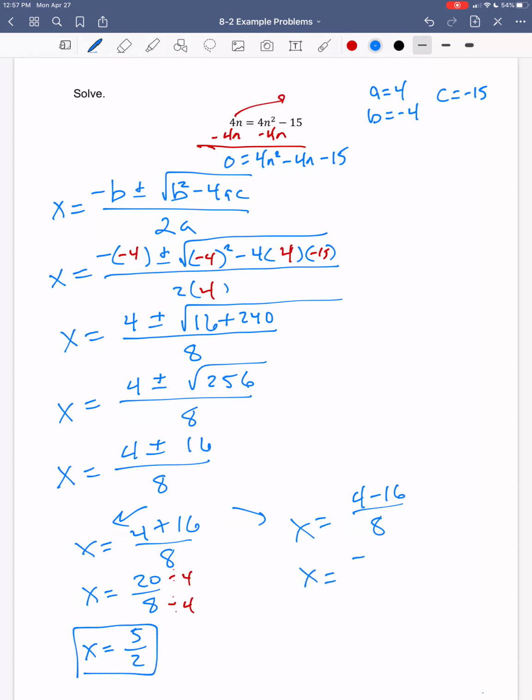4 minus 16 is negative 12. Again, I can divide, it looks like, by 4. So it's going to be negative 3/2. Oh, I did the same thing here. I did x, it was supposed to be n, right? So, I don't know, I'm having variable issues here. So all those should be n's, not x. All right.